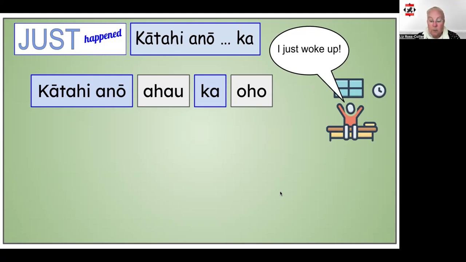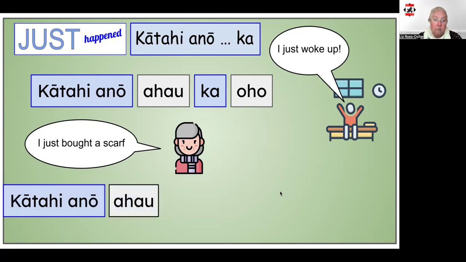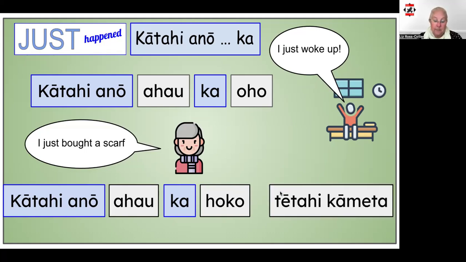If you were using a tūmahi whiti, like hoko, for example, which means to buy, we would use the same structure as with the reremahi whiti. Let's say I just bought a scarf. Let's build that sentence now, starting with Kātahi anō ahau ka hoko, I just bought. At the end of the sentence, we're going to have a scarf, which is tētahi kāmeta.